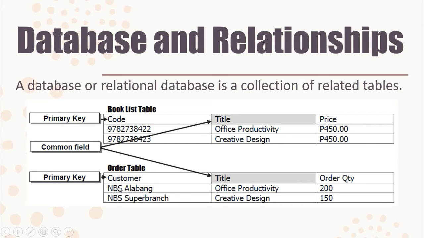97827384422 ay siya si NBS Alabang. At yung isa namang 8423, siya naman si NBS Super Branch. Okay? So, ibig sabihin, iisa sila, kaya sila naging primary key. Okay, common field. Bakit common field? Kasi magkaparehas sila ng field name sa bawat column. Title, title. Okay, so they are connected with each other, kaya meron silang relationships. Okay, sabi nga natin, hindi mo matatawag ng relasyon ang isang bagay o isang pangyayari or ang kahit ano or ang tao na may relasyon kung iisa lang siya. Relationship consists of two or more things or persons.